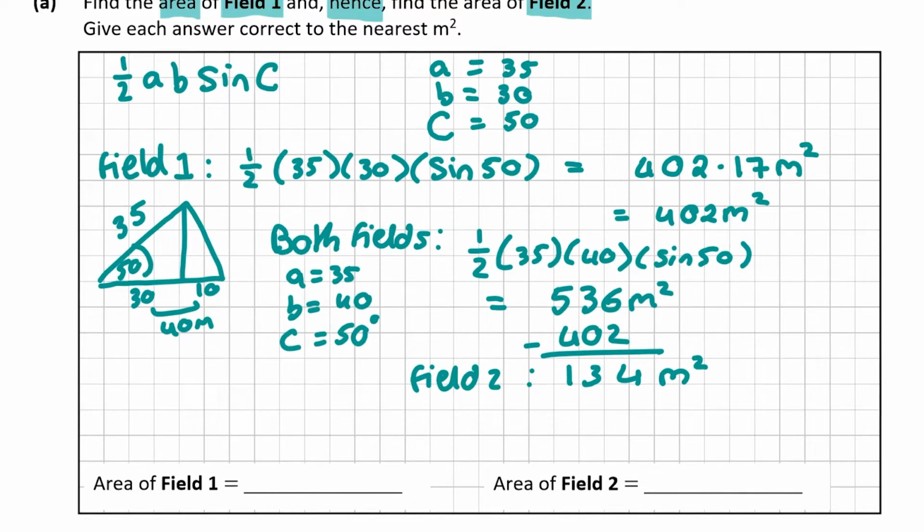So let's just fill this out in the boxes they've given us. The area of field 1 was 402 meters squared, and the area of field 2 was 134 meters squared. And for this question, for getting those two answers, you'll get yourself 10 marks.